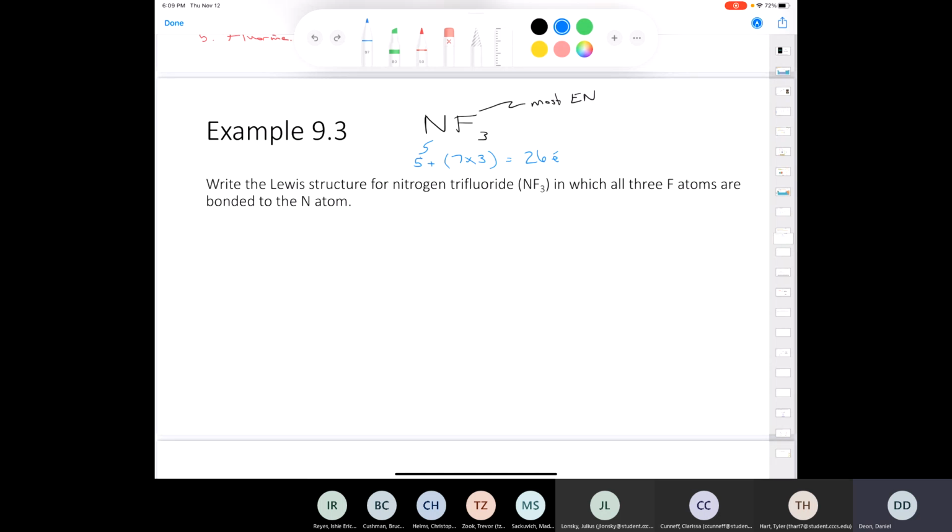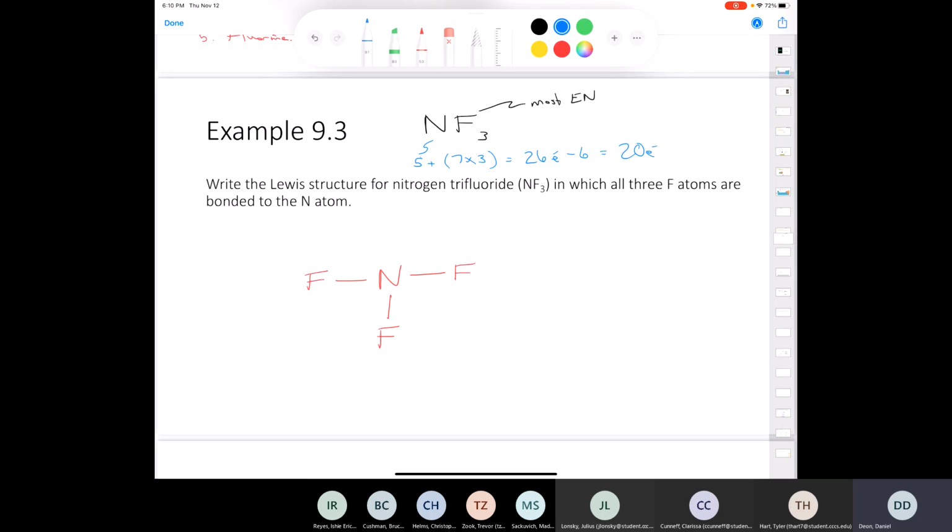Now let's go back to where we were. Nitrogen is our central atom because it's the least electronegative, connected to 1, 2, 3 fluorines like that. Can anybody answer this question for me? How many electrons have I used up so far in what I've drawn? And it's not a trick. Yes. Trevor and Bruce both answered 6, and they're both correct. There's 2 electrons here, 2 electrons here, and 2 electrons here. 2 times 3 is 6. So if I take 26 and I subtract 6 from it, that means I've got 20 electrons left to go.